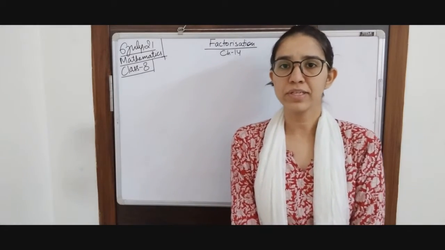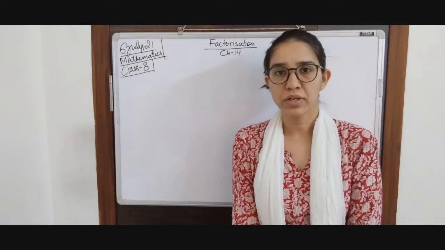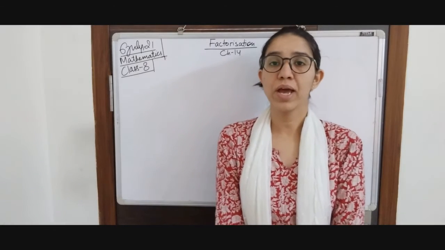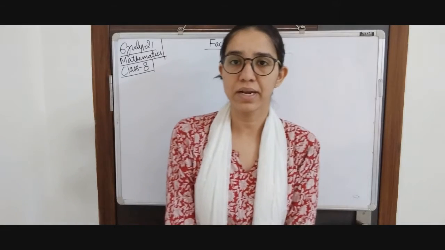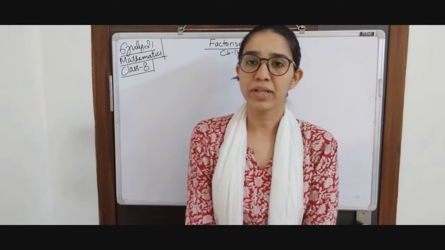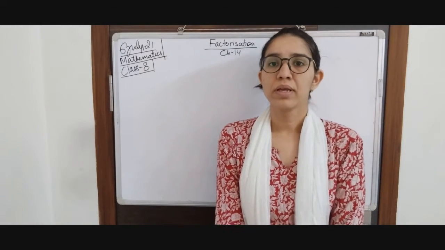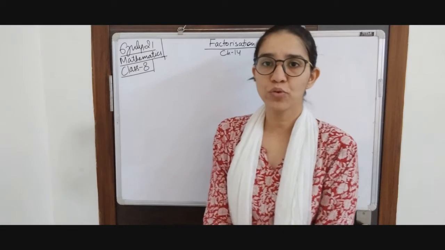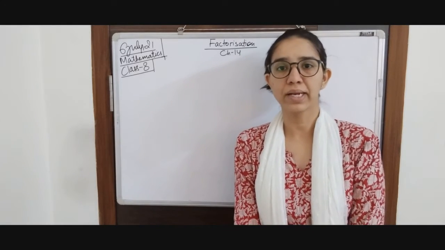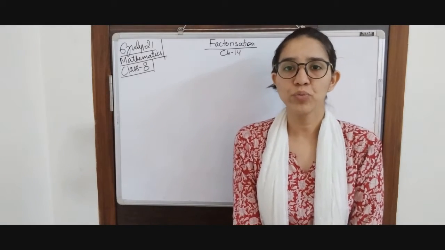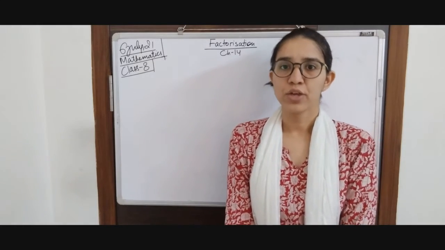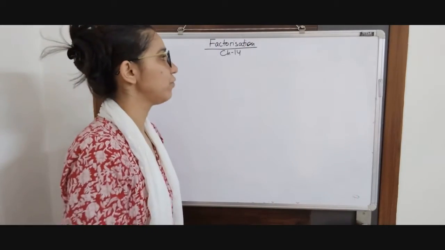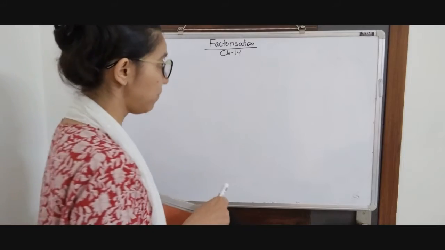So in our previous class we were doing factorization using identities. We have covered the first three identities and we have done questions related to that. In today's class we are going to do a few questions related to the third identity and then move to the fourth identity. So first we are going to write them, and then we will learn how to apply them.